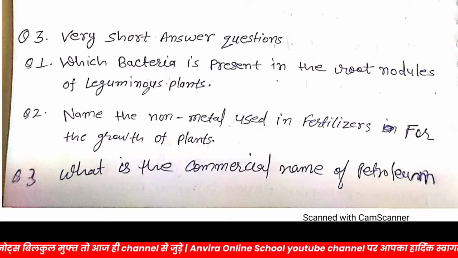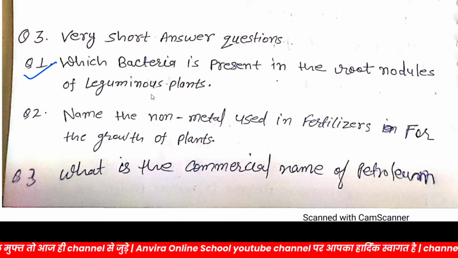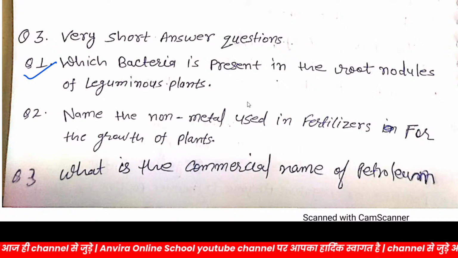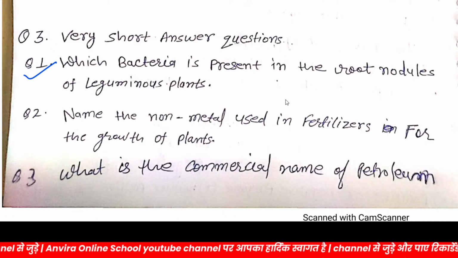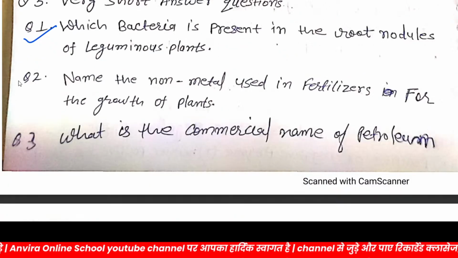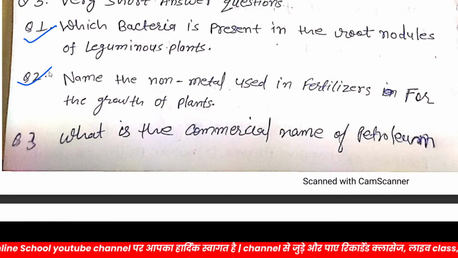Very short answer. Number 1. Which bacteria is present in the root nodules of leguminous plant? So answer is number 1, rhizobia. Number 2, nitrogen and phosphorus. Number 3, black gold. Second, name the non-metal used in fertilizers for the growth of plants.